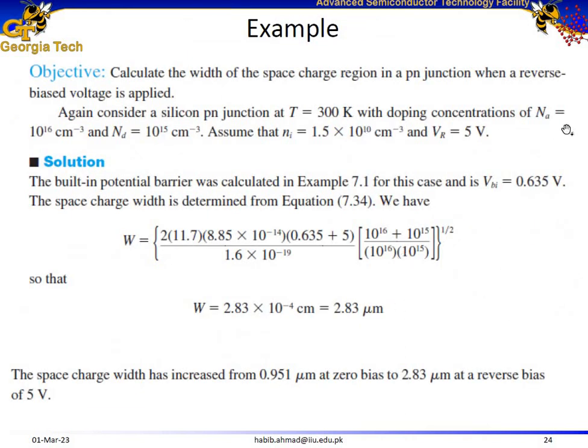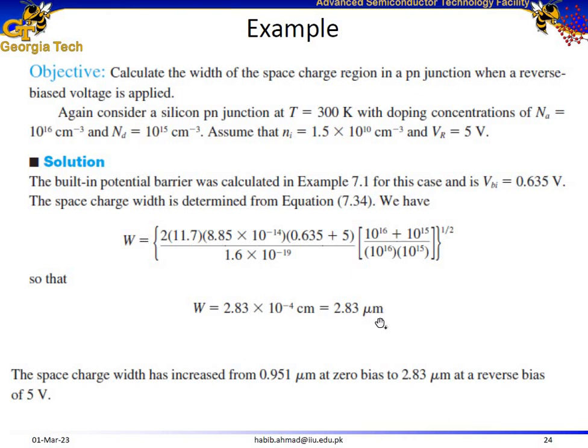Consider an example. It's similar to the previous one. We have the acceptor doping and the donor doping, the intrinsic carrier concentration is known for silicon, and now we are asked to calculate the depletion width under the application of 5 volts reverse bias voltage. So using the equation given in the previous slide, replace all the values. 5 over here is the reverse bias voltage, and putting in all the values, the depletion width comes out to be 2.83 micrometers.